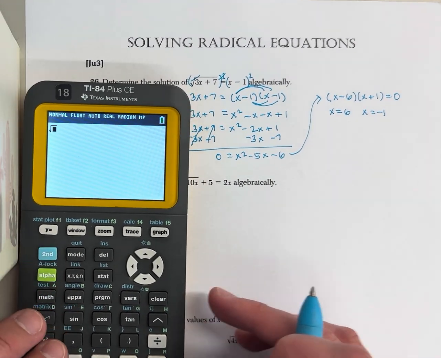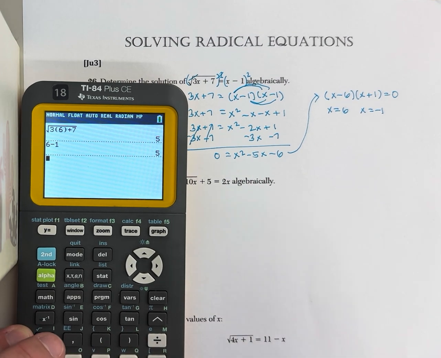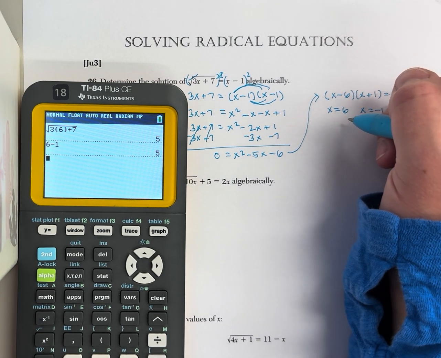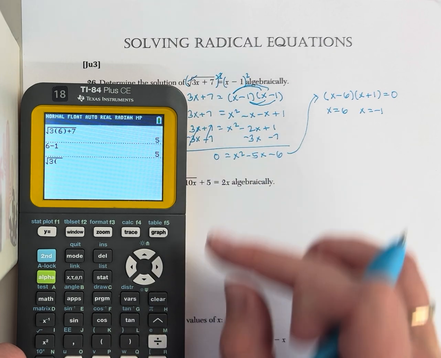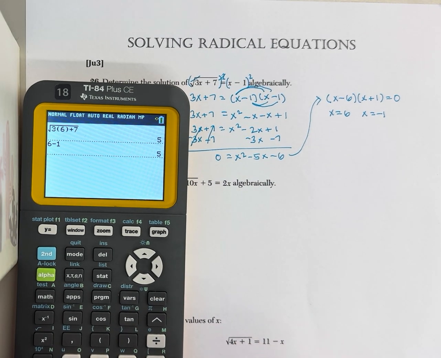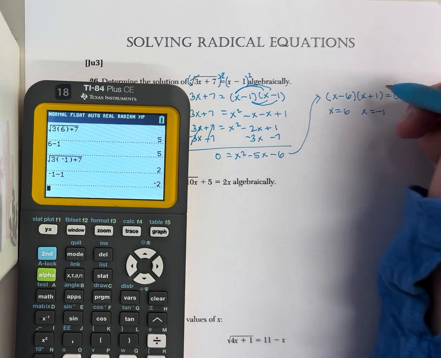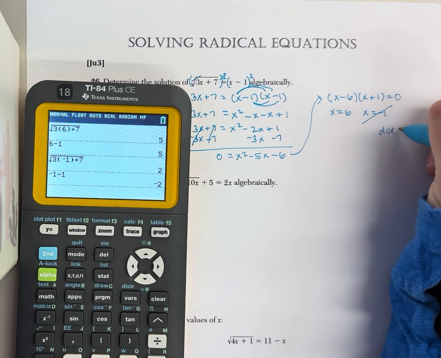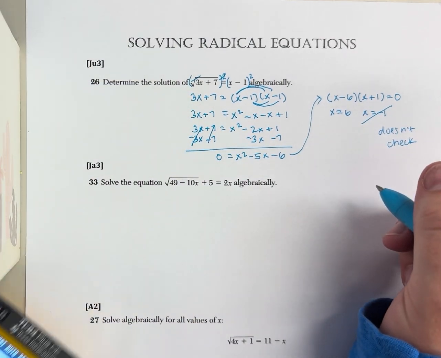So square root of 3 times 6 plus 7 gives me 5, and 6 minus 1 gives me 5. So this one works. And then square root of 3 times, again plugging it back in, negative 1 plus 7 is 2, and then negative 1 minus 1 is negative 2. So this is out, it doesn't check. So 6 is the only answer.